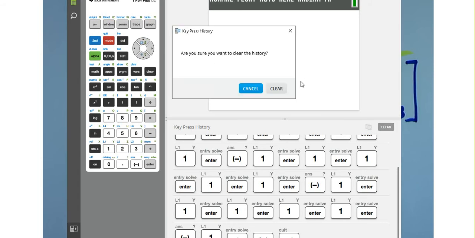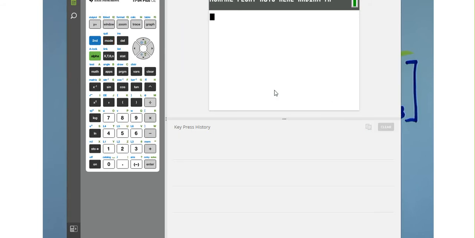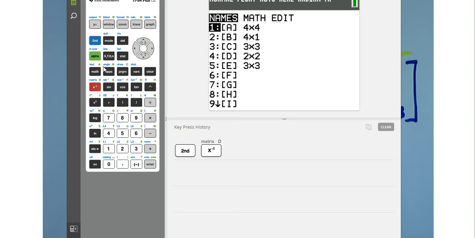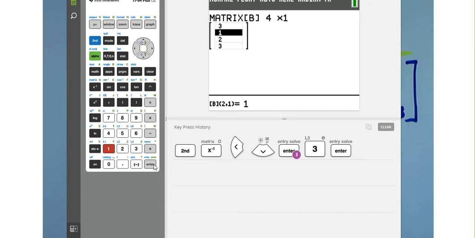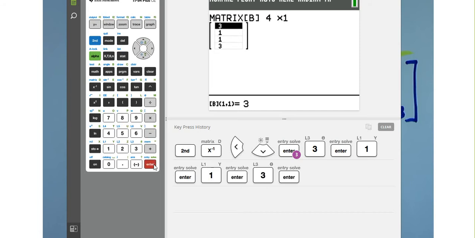Now we got to enter matrix B. So try and follow along with matrix B. You hit the second key, then the X inverse key. Again, you want to go over to edit, and then either hit the down arrow and press enter, or just type the number 2. We want a 4x1 matrix, 4 rows, 1 column. And that's going to be 3, 1, 1, 3. That's our matrix.